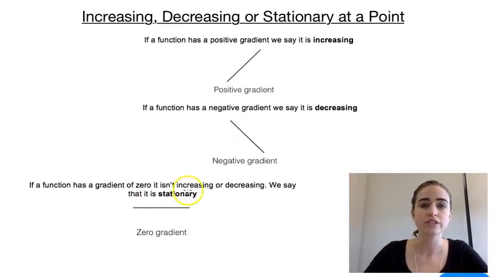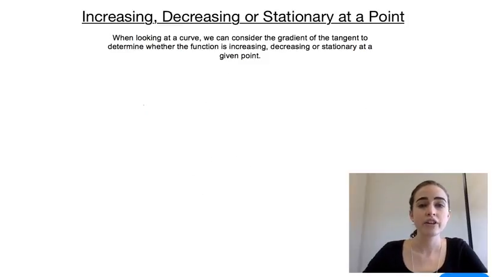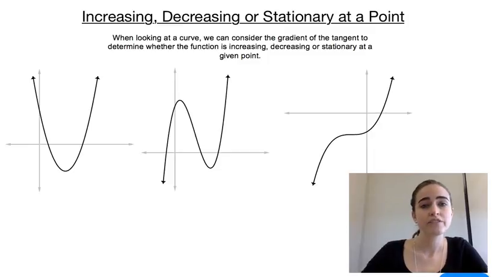So if it's horizontal, it's stationary. So when we're looking at a curve rather than a straight line, we're going to consider the gradient of the tangent to the curve at a particular point to figure out whether our curve is increasing, decreasing, or stationary at that given point. So let's have a look at a few examples. So we have three curves here. We're going to have a look at whether they're increasing, decreasing, or stationary.